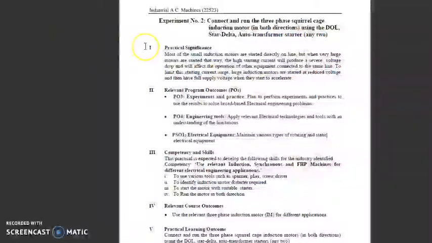Hello everyone. This is the second experiment of AC machine. In the second experiment they have given the title: connect and run the three-phase squirrel cage induction motor in both directions using DOL, that is direct online, as well as star delta or auto transformer starter.